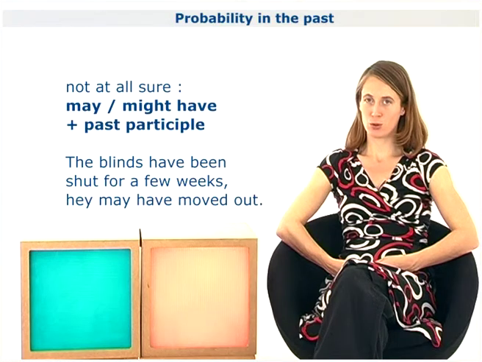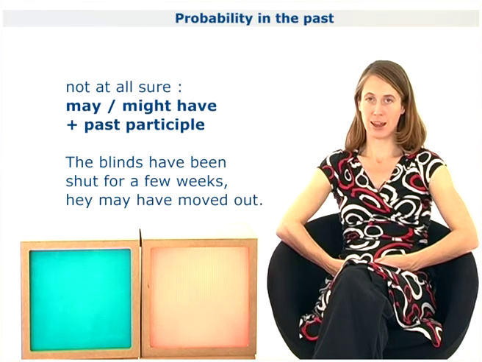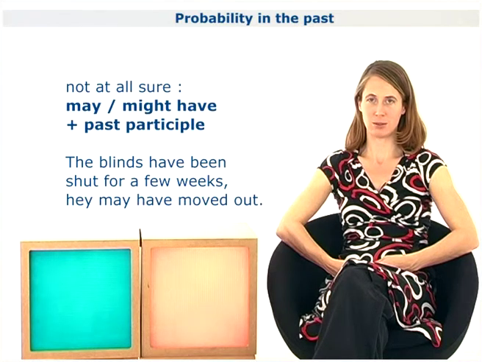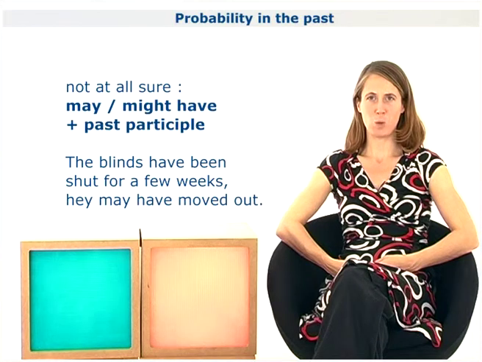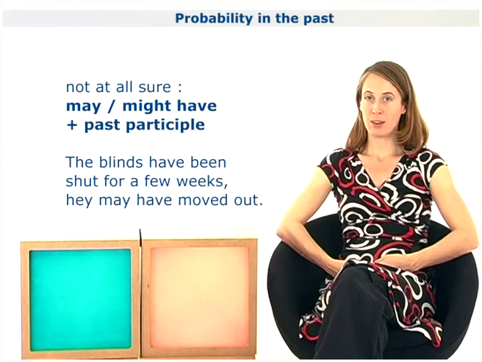If you are not at all sure, pas du tout sûr, you will use may or might have plus a past participle. The blinds have been shut for a few weeks. They may have moved out. Les volets sont fermés depuis quelques semaines. Il se peut qu'ils aient déménagé.